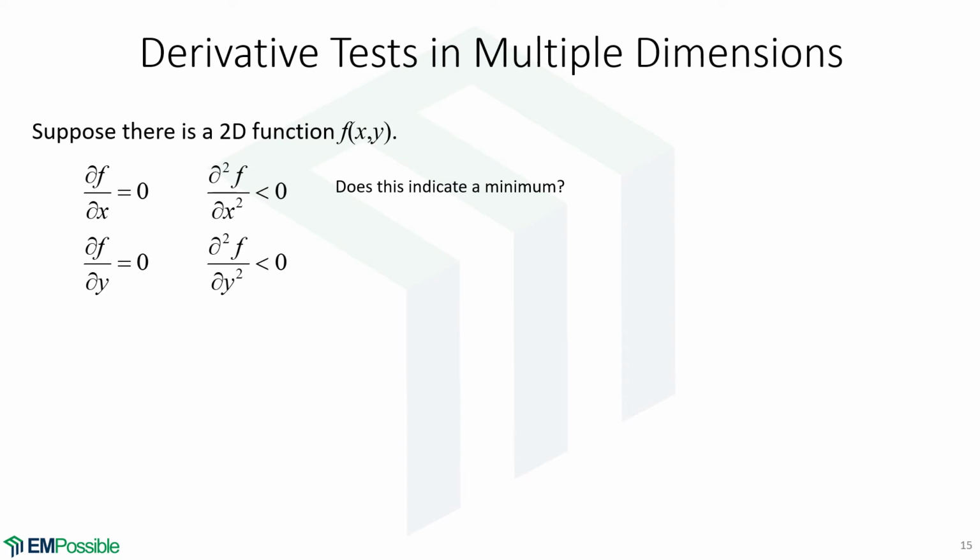Let's think about our derivative tests now that we have multiple dimensions. So let's have a scalar function f of x, y, and we check the first order derivatives in both x and y, they equal 0, and we check the second order derivatives, they're both less than 0. Does this mean we have a minimum? From what we've discussed so far, it sort of does. However, the answer is no.